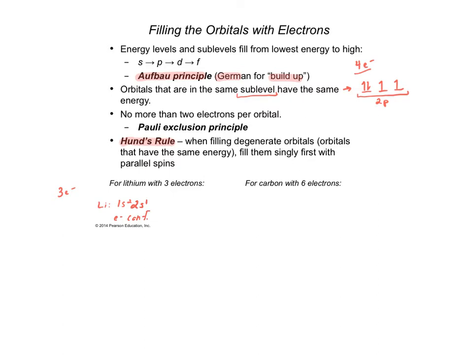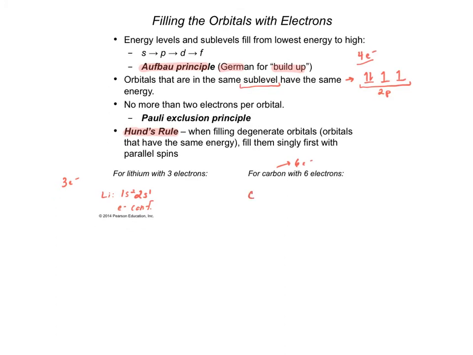Same thing for carbon. We can do the exact same thing. Carbon has 6 electrons. For carbon, the electron configuration would be 1s2. Then it would move on to the 2s, and it would fill the 2s. Then it would move on to the 2p. That's next in energy, and it has 2 electrons to put into those 2p's. And that would be the electron configuration for carbon. Okay, and so we'll do more of these so that it makes a little bit more sense.